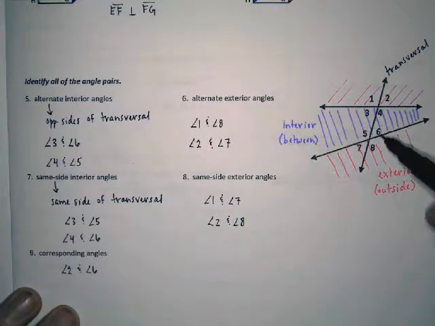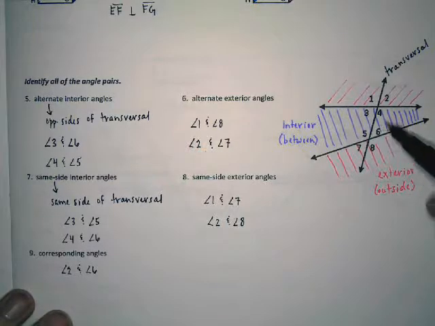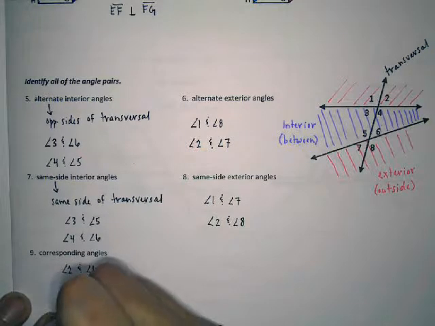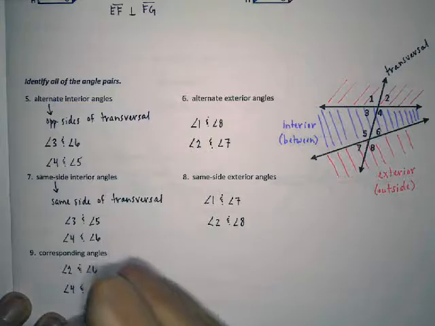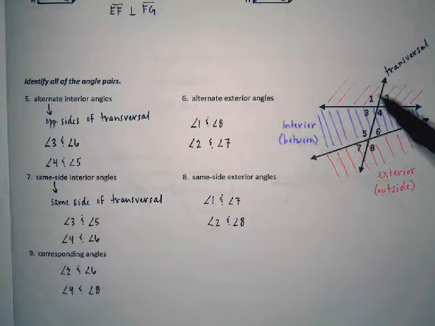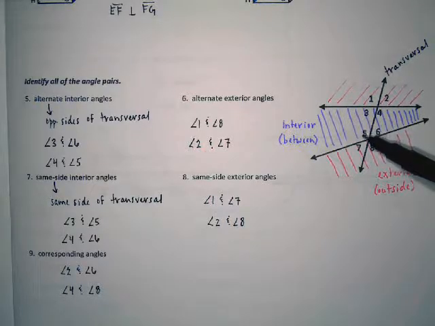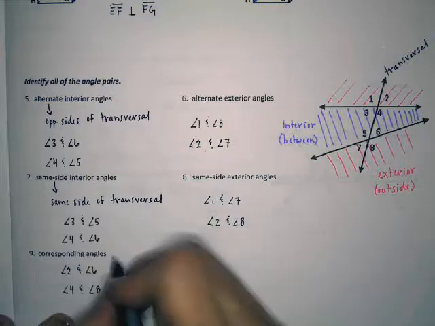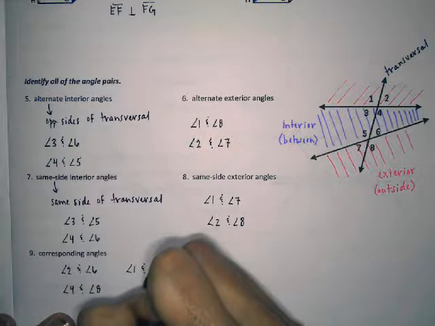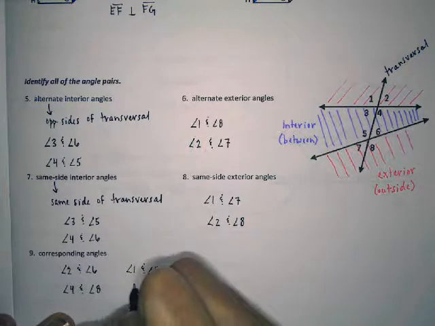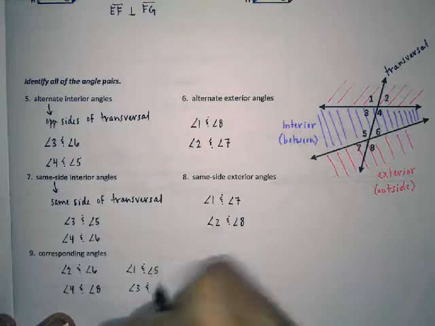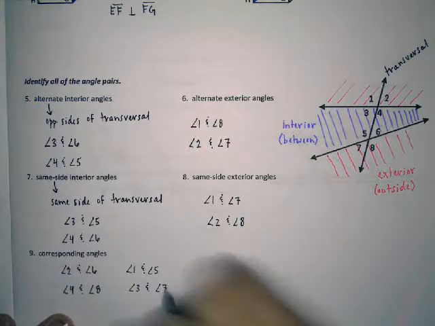So if angle 2 and angle 6 are a pair of corresponding angles, we know that angle 4 and angle 8 are as well. And on the opposite side of the transversal, to the left of the transversal and above the line, we get angle 1 and angle 5, and then angle 3 and angle 7.